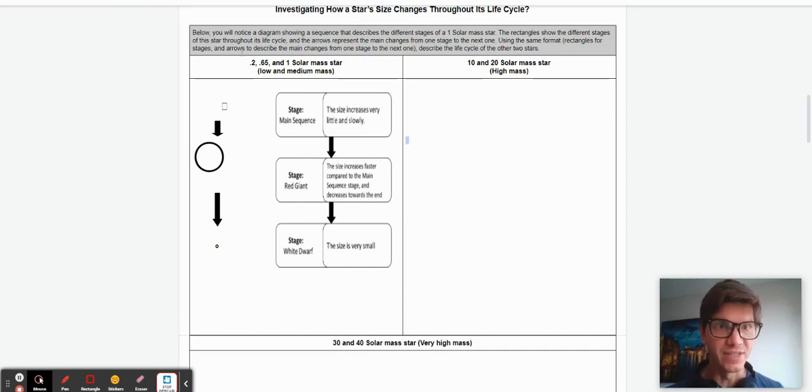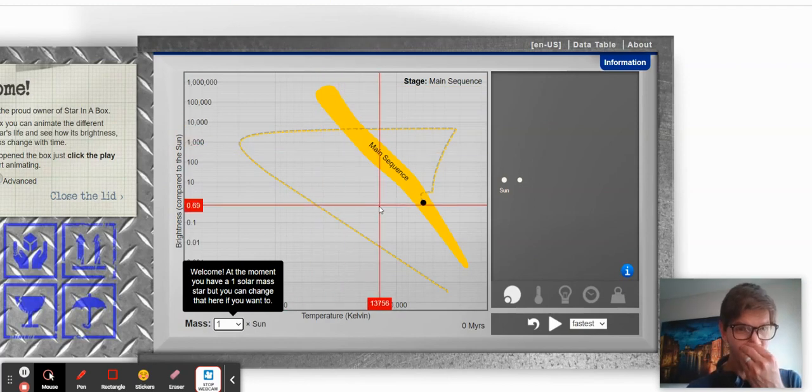The rectangles show different stages of the star throughout its cycle, and the arrows represent the main stages from one stage to the next. So using the same format, rectangles for stages and arrows to describe the main changes from one stage to the next, describe the life cycle of the other 2 stars. So let's take a look at this first.